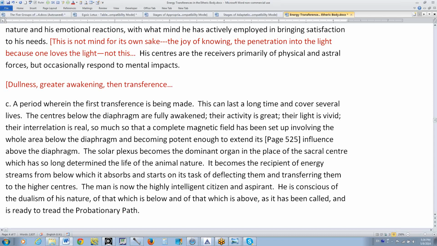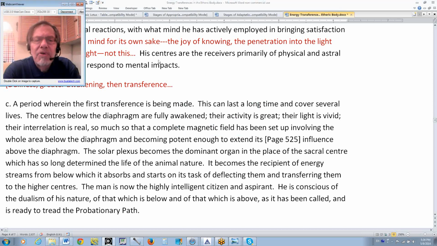The period when the first transference is being made, this can last a long time and cover several lives. The centers below the diaphragm are fully awakened. Their activity is great. Their light is vivid. Their interrelation is real. So, we might say that this corresponds with the unfoldment of the whole outer tier of petals, the knowledge tier. Perhaps some of that knowledge tier work is related to the throat center when we consider the third, or the sacrifice petal. It is a mental petal.